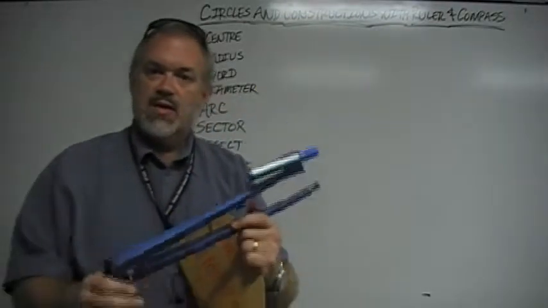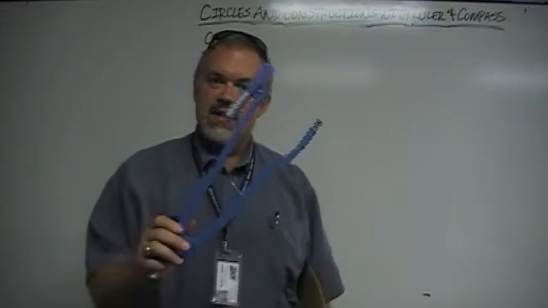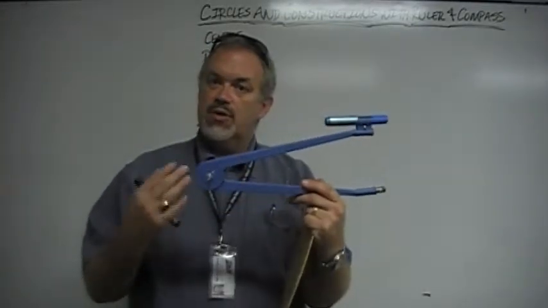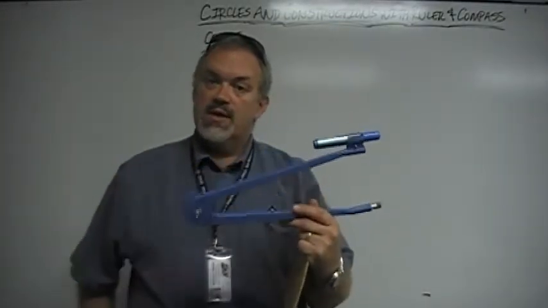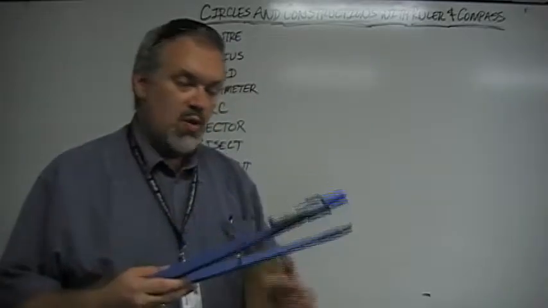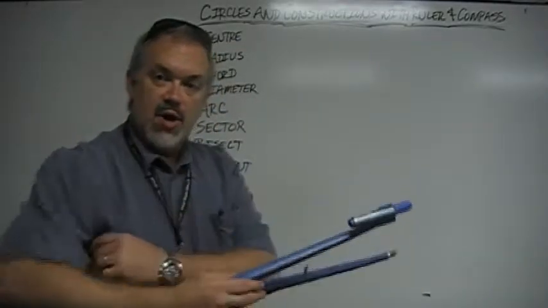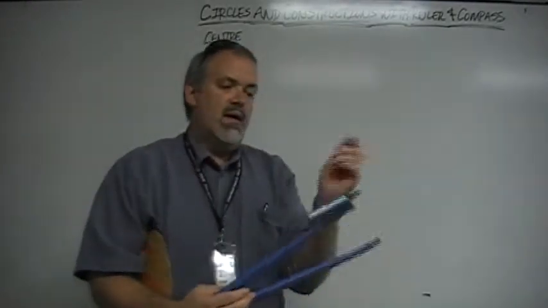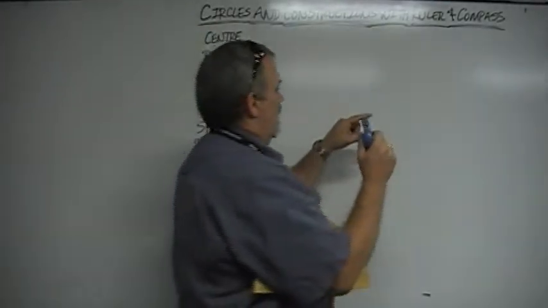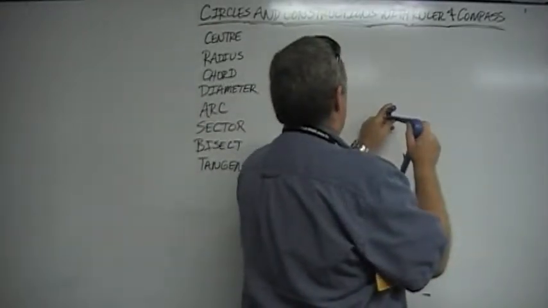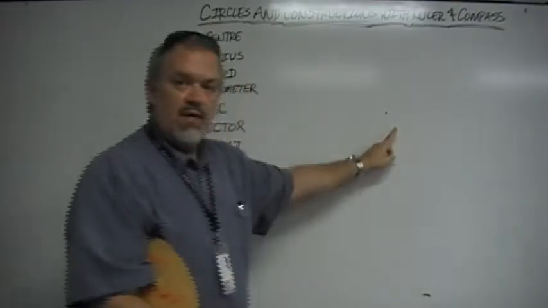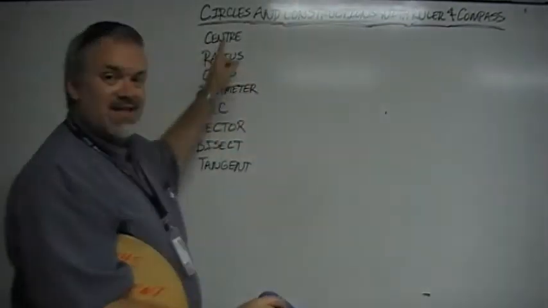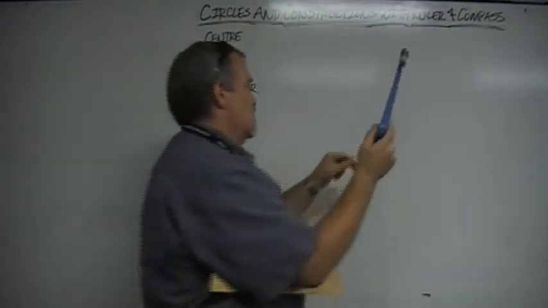And this, that you've probably seen, is a compass. It's used for drawing circles and arcs and so on. So we're actually going to start by drawing a circle today. We're going to start with a point in the middle. And the point in the middle of our circle is called the center. That's the word that we use to describe that.